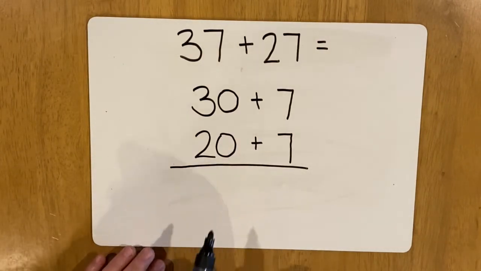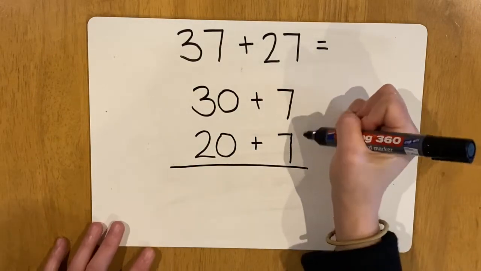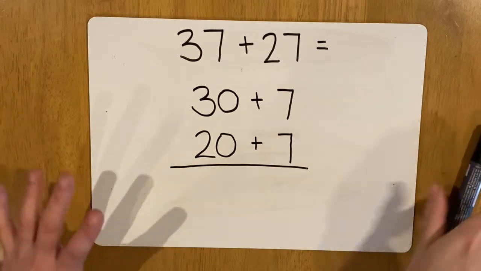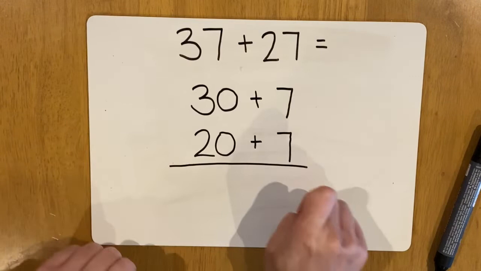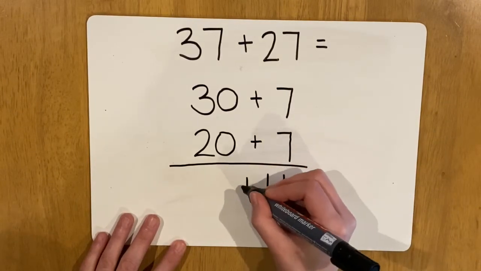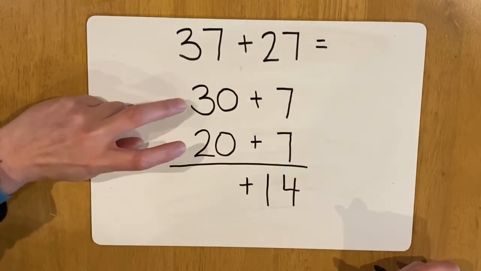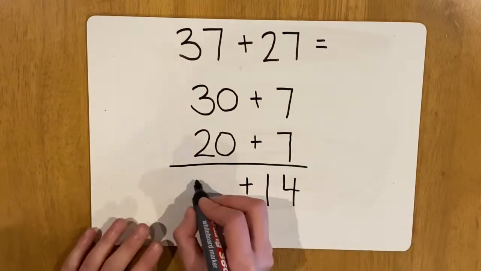Okay, so right now I want you to pause the video and work this question out. See if you remember what to do. If you don't quite remember, then just wait and I'll show you how to work it out. So 7 plus 7. 7 in your head. 7, 8, 9, 10, 11, 12, 13, 14. 7 plus 7 is 14. Then add the tens. So we've got 30 plus 20.